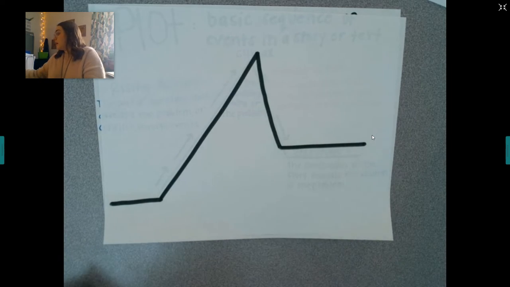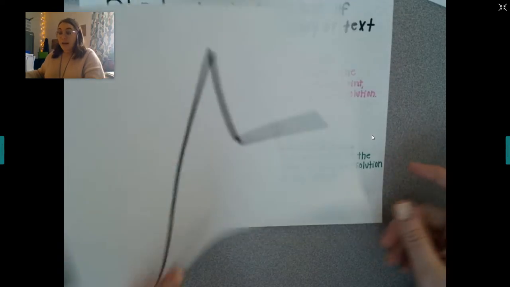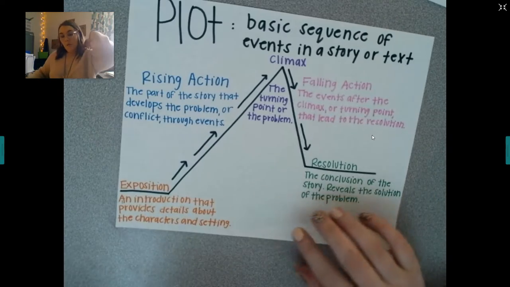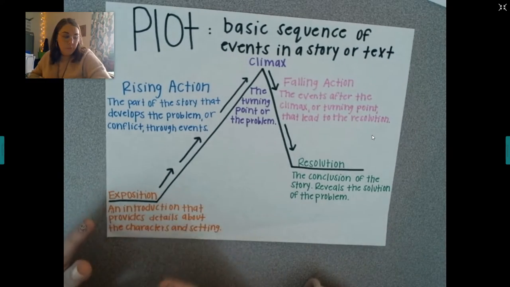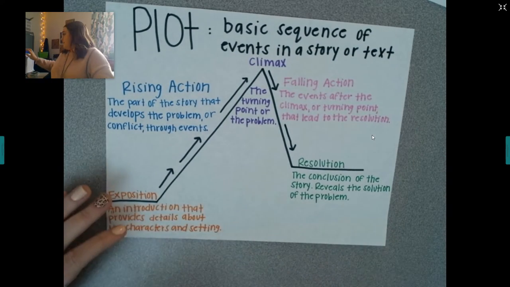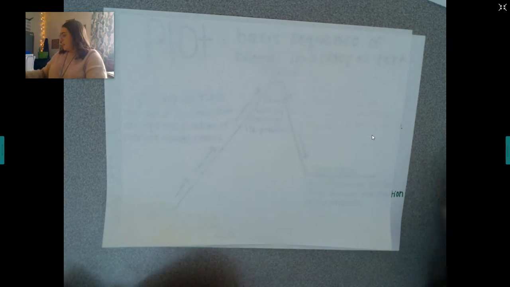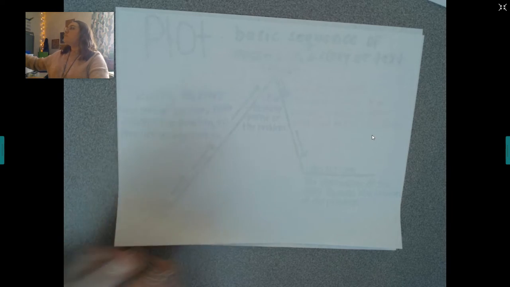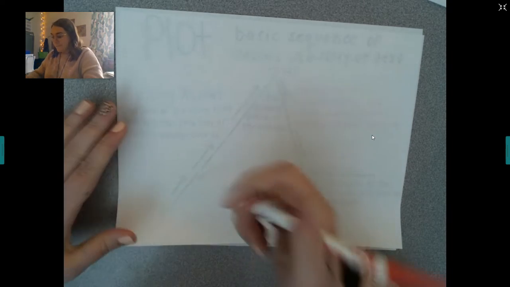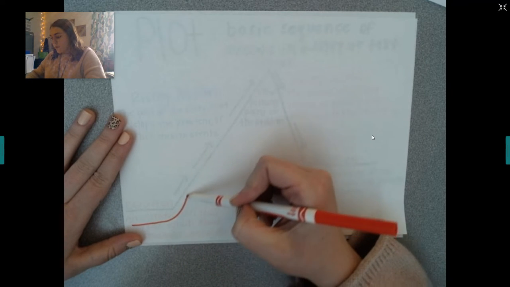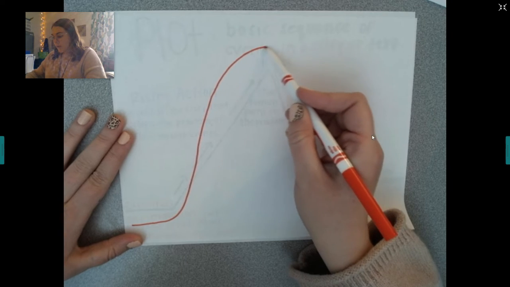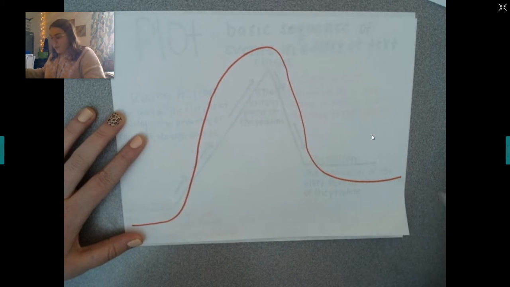Okay, you can go ahead and set your plot chart aside. I am going to do one for another drama today. But before I do, let's go over the different sections of the plot chart. Now, I'm going to use another piece of paper. I like to think of the plot chart as a roller coaster. So let's go ahead and draw a roller coaster with a big hill. So just like a roller coaster, you start at the bottom, you go for a little bit, and then you go up, and then you plummet down, and you go do something else.